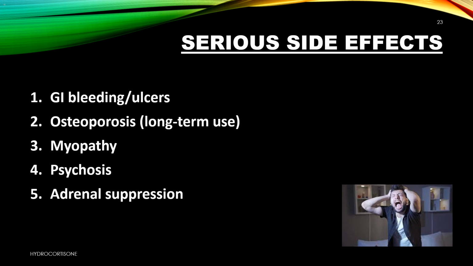4. Psychosis. In rare cases, hydrocortisone causes severe mental disturbances, including psychosis, especially in individuals with a history of mental health conditions. 5. Adrenal suppression. Long-term use of hydrocortisone can suppress the body's natural production of cortisol, leading to adrenal insufficiency and potentially life-threatening complications if not managed properly.